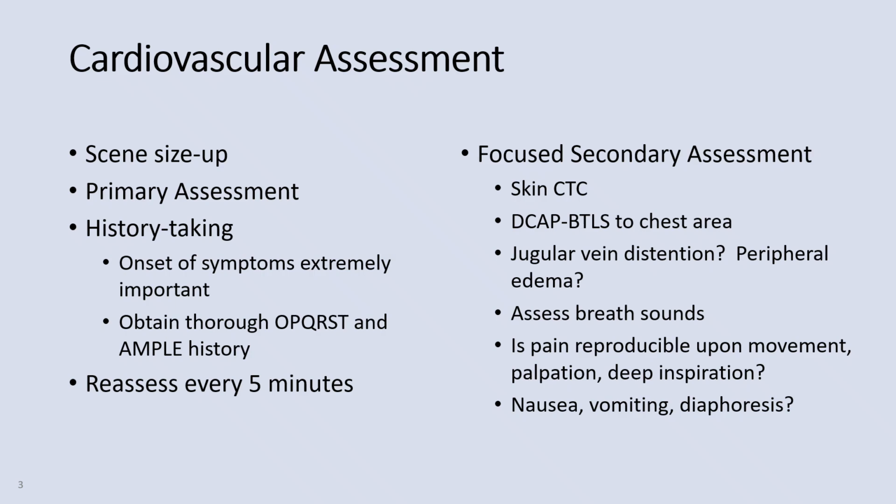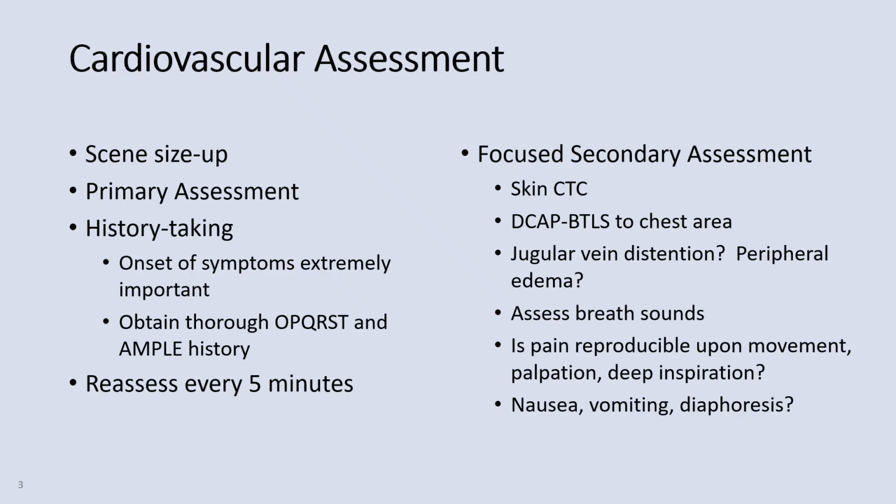When obtaining a patient history, the time of onset is extremely important because the management of acute coronary syndromes is extremely time sensitive. Obtaining a detailed history of the present illness or OPQRST history is also important. When obtaining the patient's medical history or SAMPLE history, remember to ask whether there is a family history of cardiac disease. Cardiovascular disease has strong genetic ties.